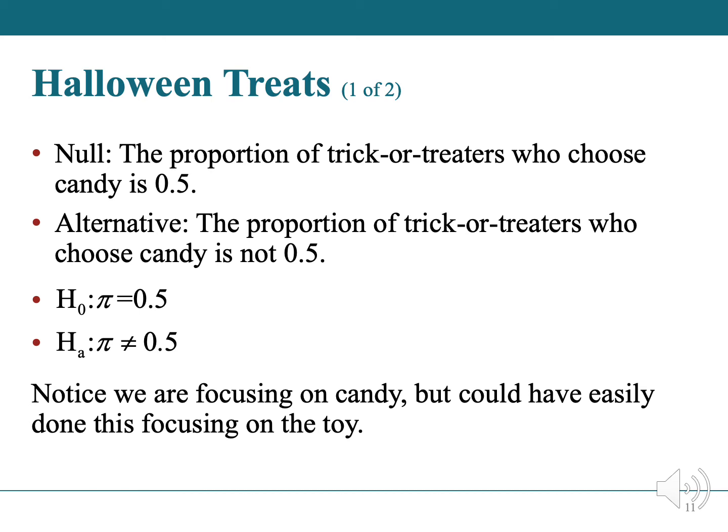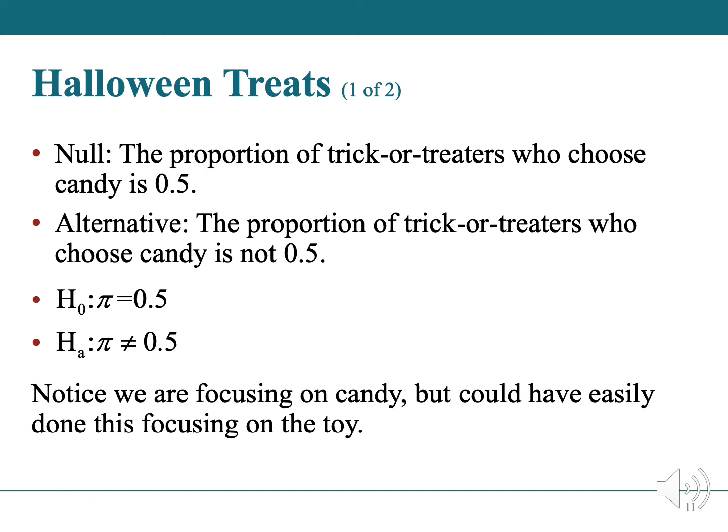Now, remember what we said about single tail and double tail. We don't know if it's going to be higher or lower, so we want to test to see is it different than 0.5, not just is it greater than 0.5 or less than 0.5. So our alternative hypothesis is pi doesn't equal 0.5. And so notice we're focusing on the candy here, but we could have easily focused on the toy, right? There's no real driving motivation to have one or the other.